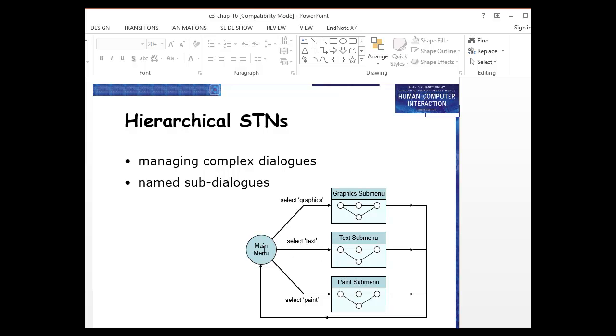So what is a hierarchical state transition network or diagram or notation? Actually this is a combination of state transition diagrams, in very simple words. Suppose this is the main menu, and there are three sub state transition networks or menus. You can see for graphic this is a special menu, and for text this is again a state transition network, and for paint this is the final one, again a state transition network.